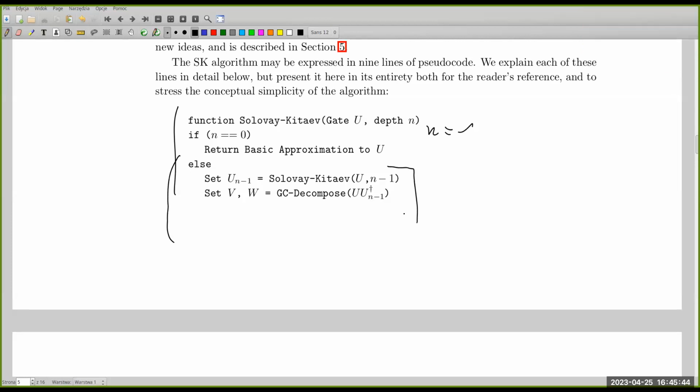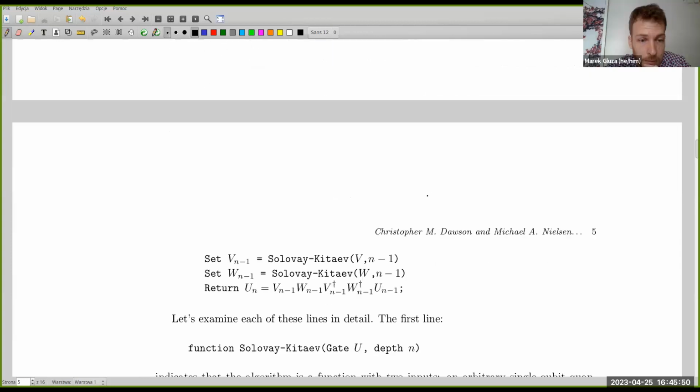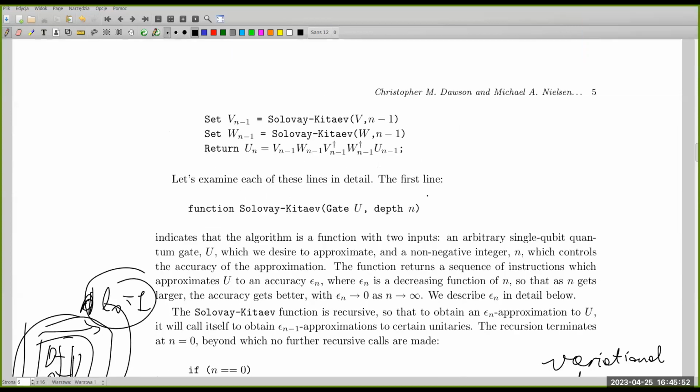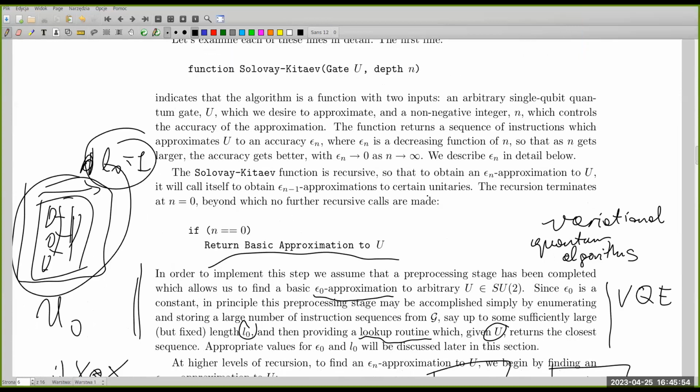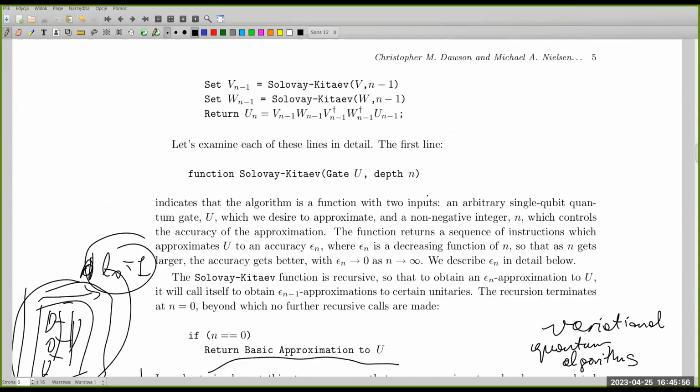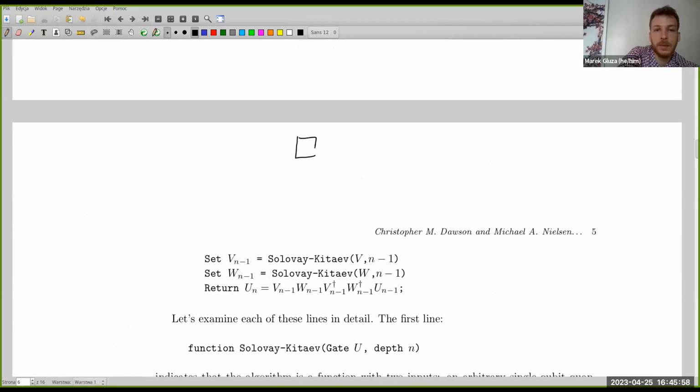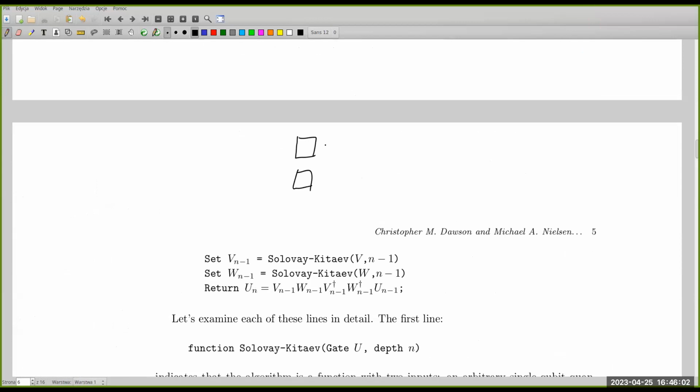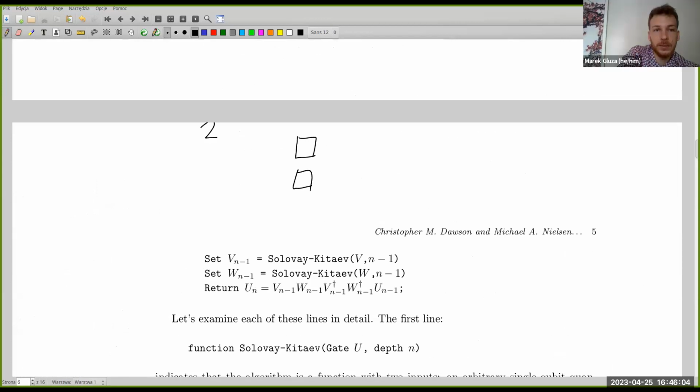Okay. So for the basic approximation, how do you get the lookup table? For which approximation? The basic case, the base case. How do you get the lookup table for a given circuit length? So yeah, let's say I have 2 qubits.